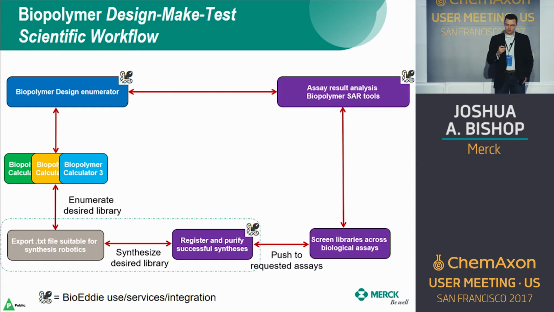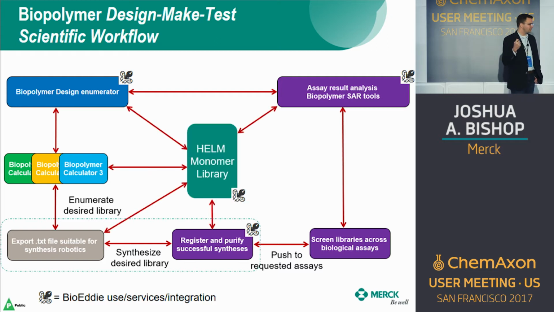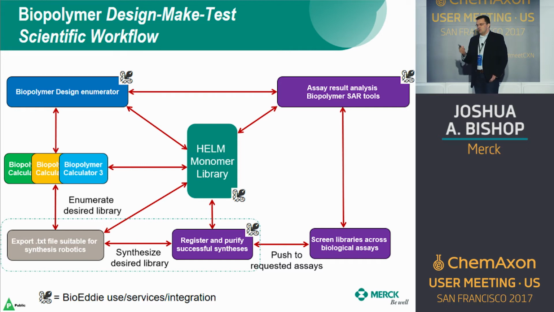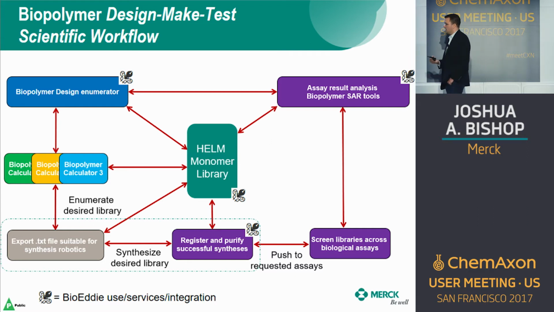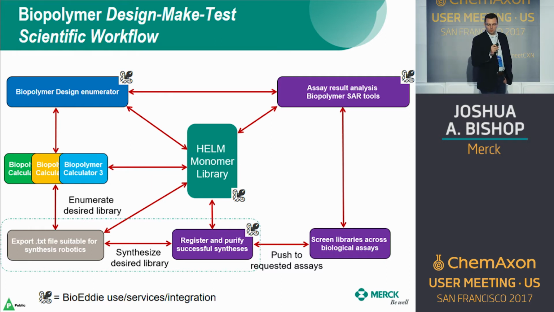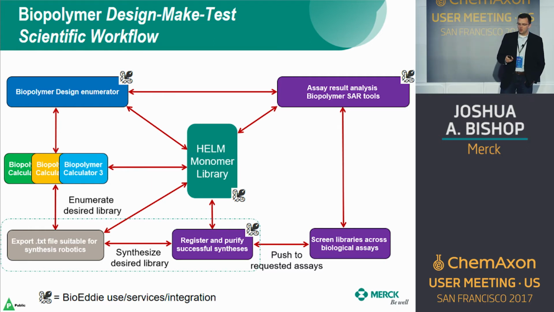And then central to this hypothesis is this Helm monomer library. This is what Roland was talking about, is that pharmas like myself, we have internal libraries that we don't necessarily want to share with others. We have ways of naming these particular monomers, and we have specific tools for distributing them for use across the organization. But all of these different steps within the workflow are pulling information from that Helm monomer library and going to be leveraging the services from BioEddie for use of that.